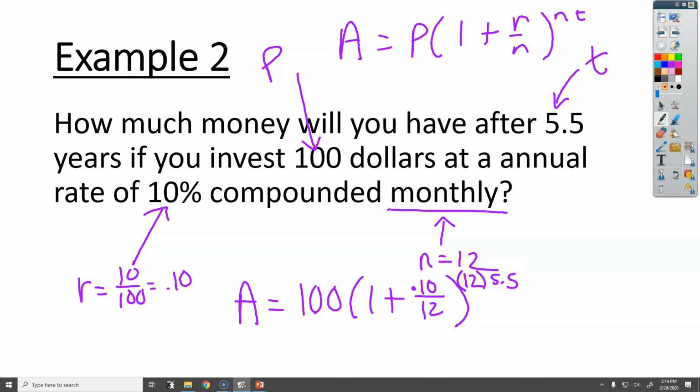5.5. And I don't like how I wrote that, though. Let me back up, just two spaces here. I don't like how I wrote the exponent. I'm going to write it like this: 12 times 5.5. I would write it like that on your paper. There's a reason. I'll tell you why in a minute.